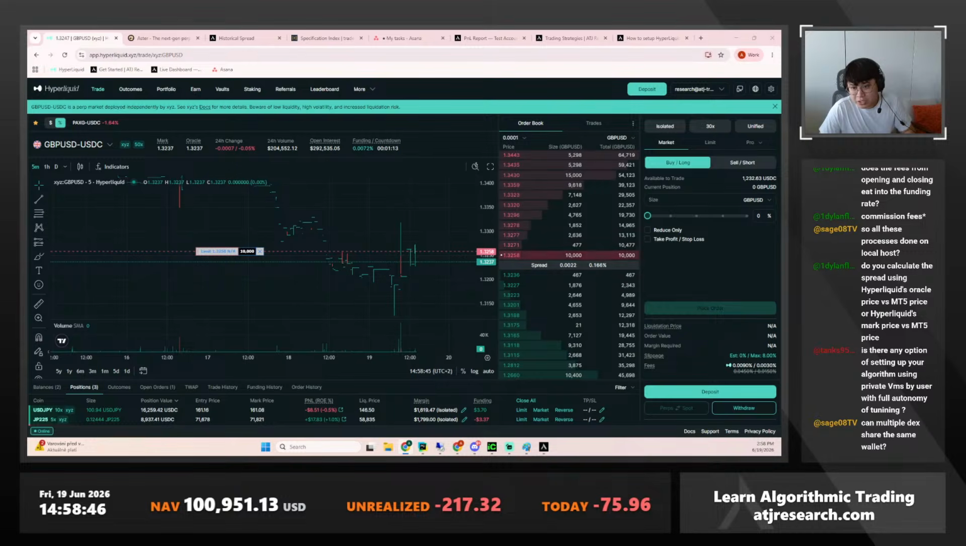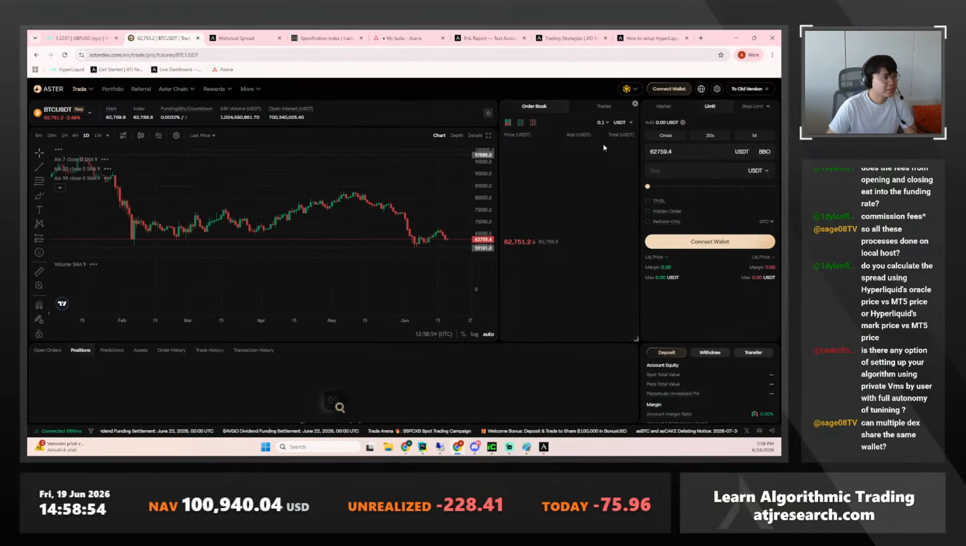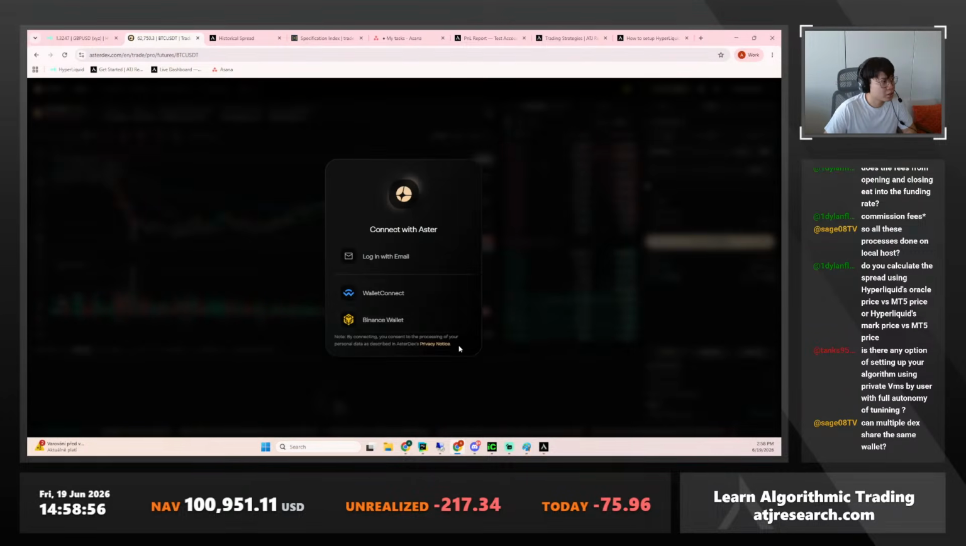Question: can multiple DEXs share the same wallet? Yeah, I believe so. It depends on the DEX. If you go to Astra, for example, all of the DEXs support Wallet Connect and Binance Wallet in this case here.